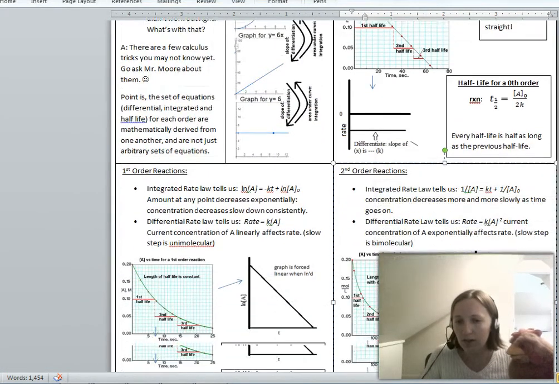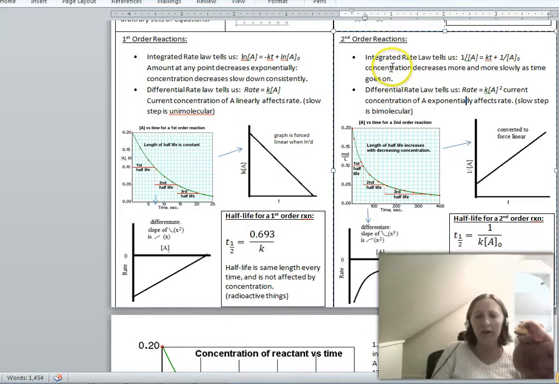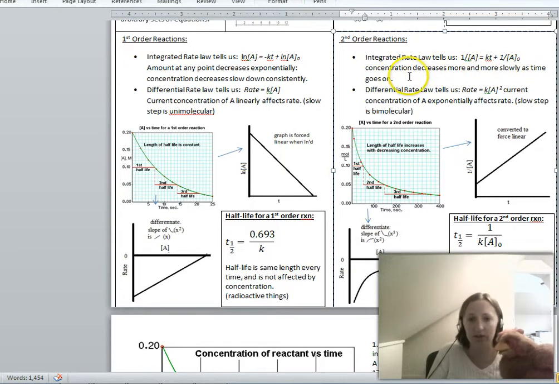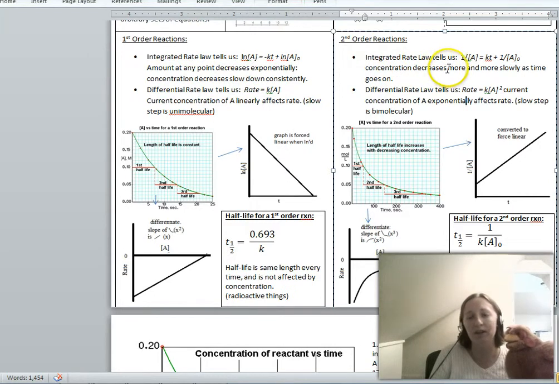Alright, so that's first order, and then finally second order reactions. This is the inverse of the concentration of A equals kt, not negative, kt plus the inverse of A at time 0. Here, the concentration is decreasing more and more slowly as time goes on. With a first order reaction, the slowdown was a consistent slowdown. With the second order reaction, it slows down more and more as time goes on. So that is an x cubed shape for the curve. You'll notice this is a curvier curve than this curve. This is the cubey curve. This is the squarey curve.